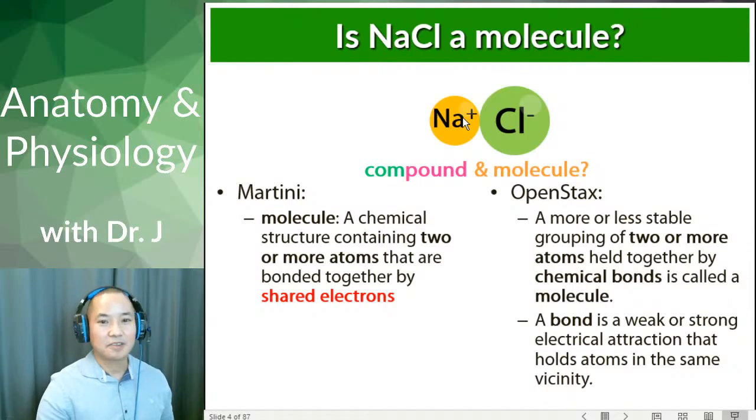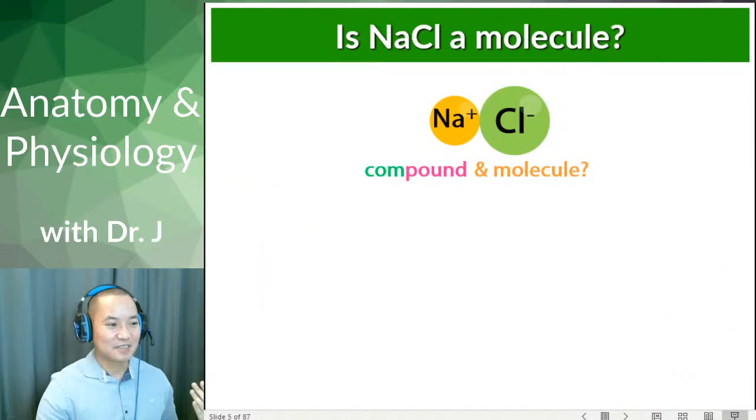So the thing about sodium and chloride, you see that sodium is positive, but chloride is negatively charged, right? So there is electrical charge holding them together. But the thing is that OpenStax doesn't say whether sodium chloride is a compound or molecule. So again, is it a molecule or not? And it's funny, I tried looking this up, and it's very interesting.